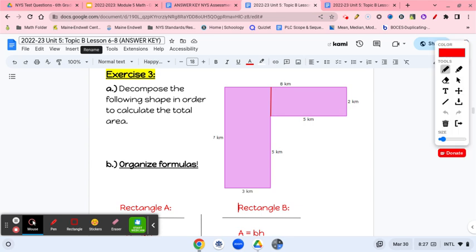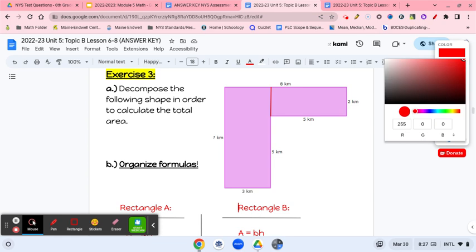It says decompose, that means break apart, the following shape in order to calculate the total area. So this shape right here is not an actual shape that we know. This is like, in my head, a Tetris piece. There's no shape that we can be like, oh, it's an upside down L, but that's not like a square or a circle or a triangle. It's irregular. So that's why we have to decompose or break these into two shapes that I know the formula for.